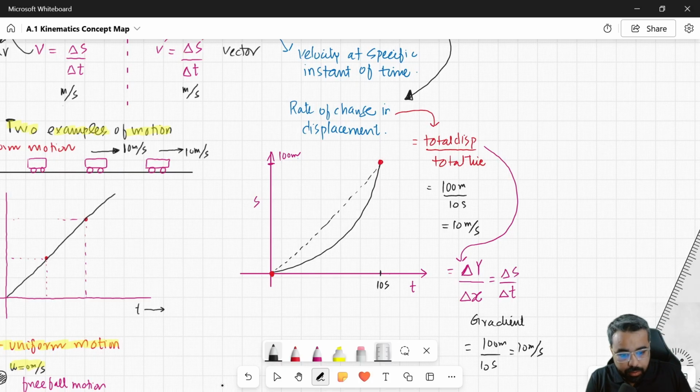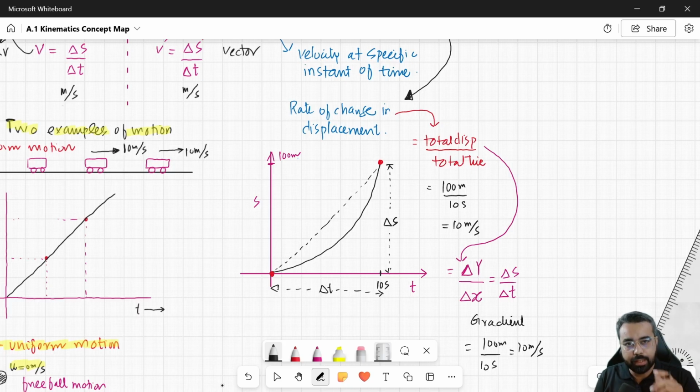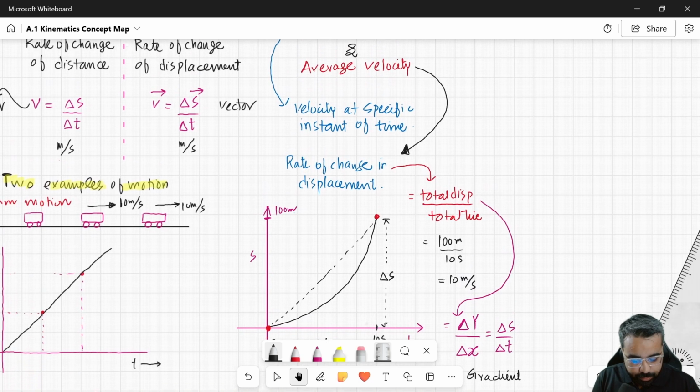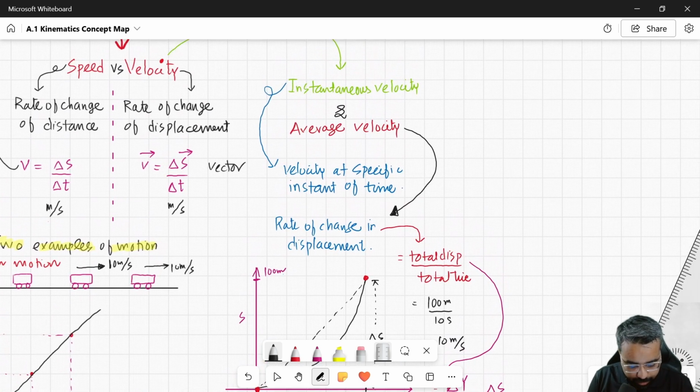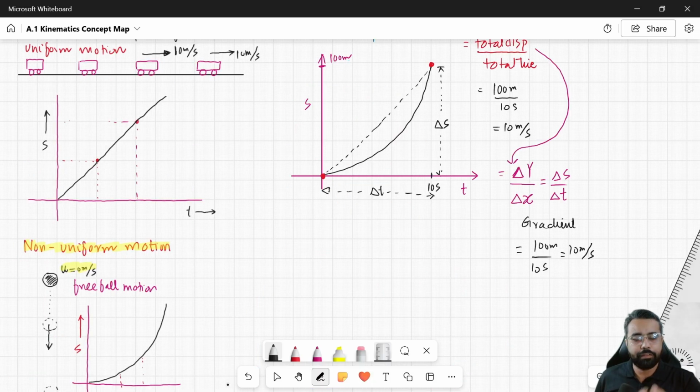So what do I conclude? That if you find the rise over run, what do you find? Delta s, and you find the delta t. This is the rise over run, this is the gradient. So can I say that the average velocity, dear student, is the gradient of the s-t graph. So if you understand what is the average velocity, how do we measure it from the graph? We take initial point and final point and we find rise over run.